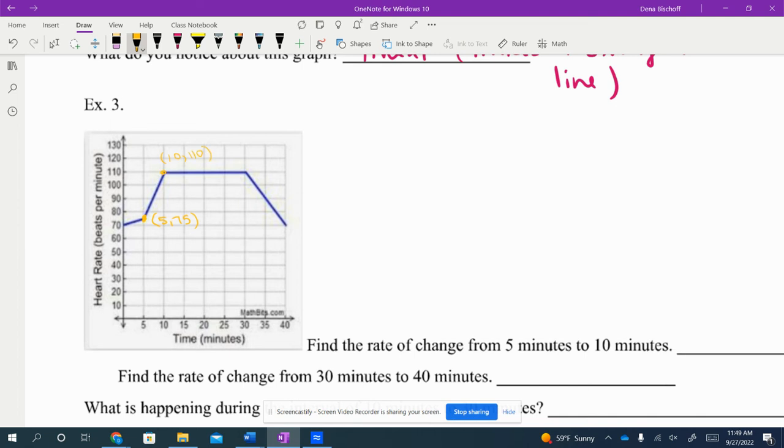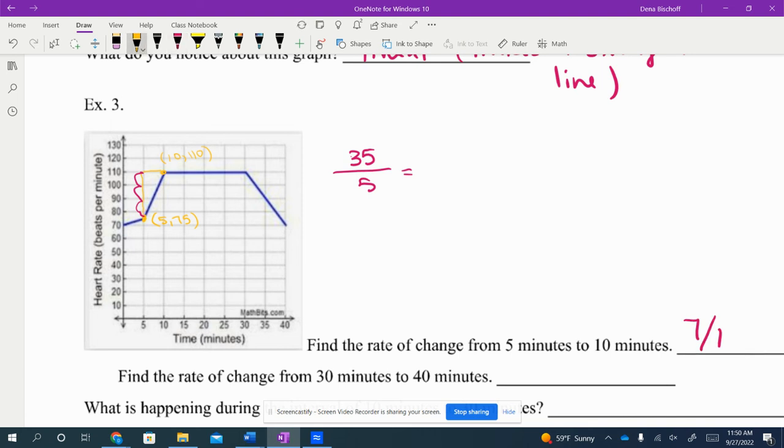Okay. So each grid line represents 10 beats per minute when I go up. If I were to count, I go up 1, 2, 3. That's 10, 20, 30 plus 5 is 35. That's my change in y. What's my change in x? How much do I go over? 5 minutes. So what is my rate of change when I reduce that? 7 over 1.